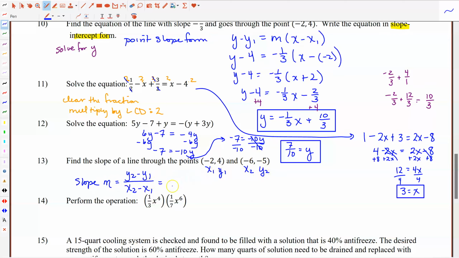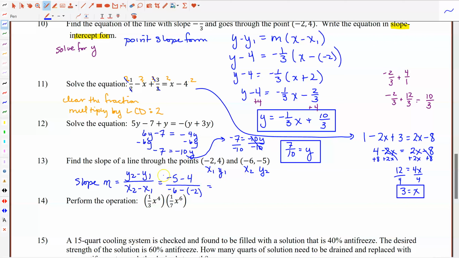So my y2 is negative 5 minus my y1, which is 4. That builds my numerator. And then my x2, which is negative 6, minus my x1, which is negative 2. So be careful with your sign down there. Okay, the subtraction is part of the formula, and then you're also putting in a negative number.